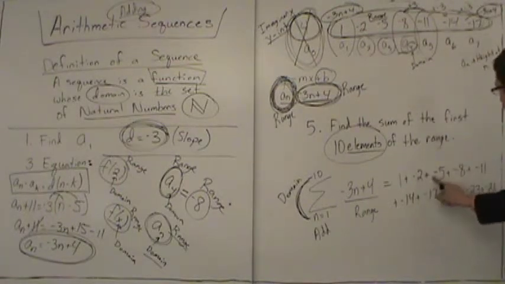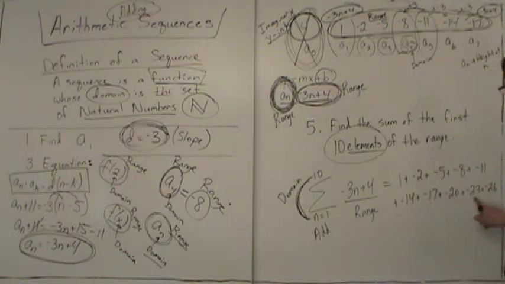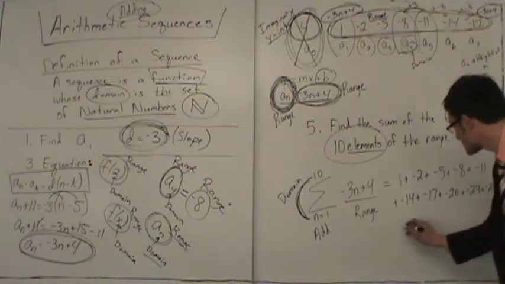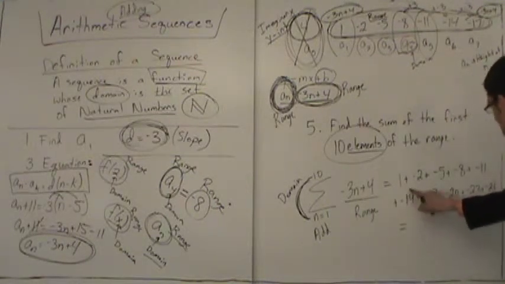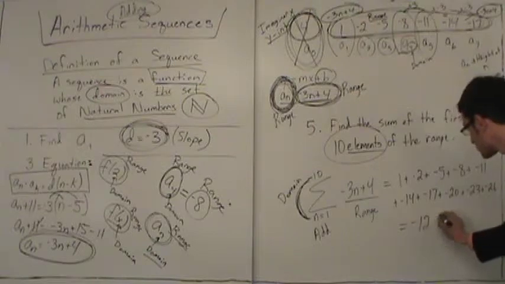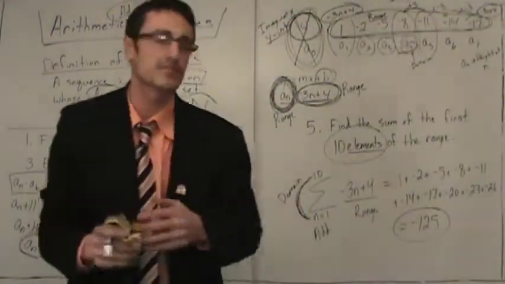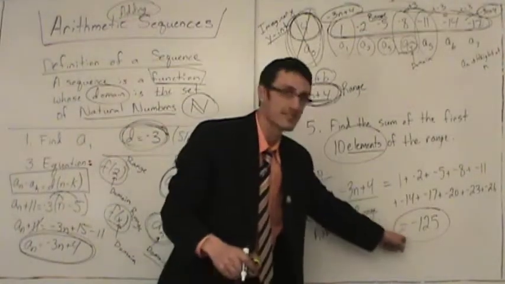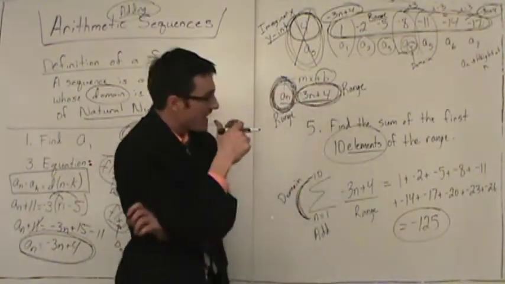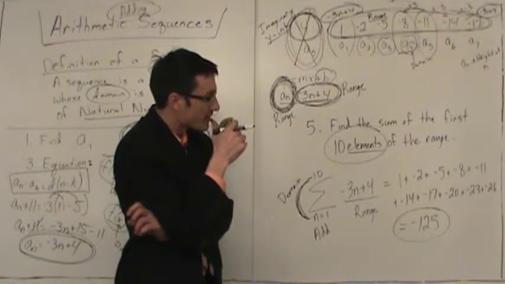Let's see, 1, 2, 3, 4, 5, 6, 7, 8, 9, 10. And we can find the sum is equal to negative 125. Okay, how do you do this so quickly? How do you add all those numbers? There's a trick to this. See if you guys can figure out this trick. How do you add all those numbers very quickly?